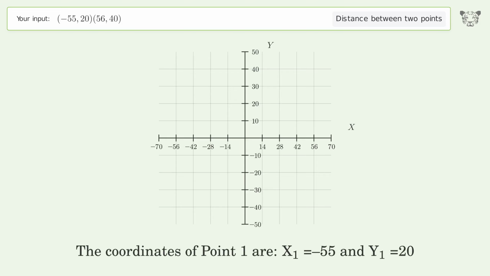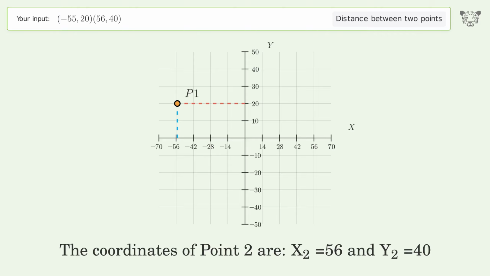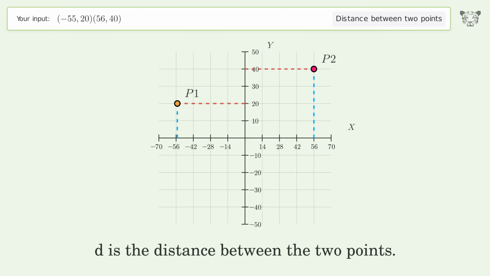The coordinates of point 1 are x1 equals -55 and y1 equals 20. The coordinates of point 2 are x2 equals 56 and y2 equals 40. D is the distance between the 2 points.